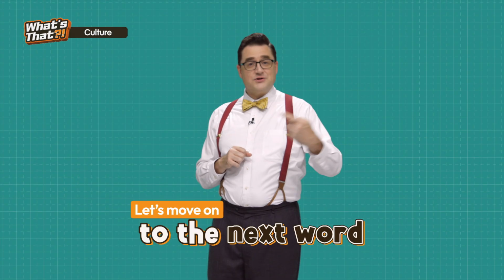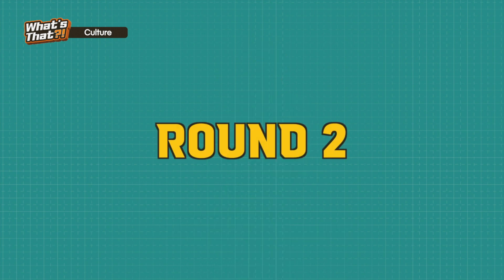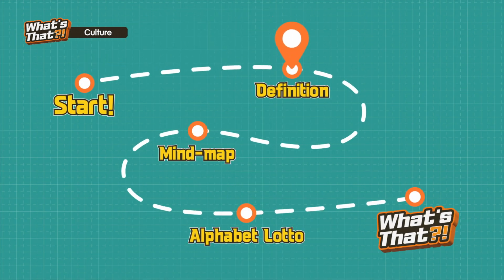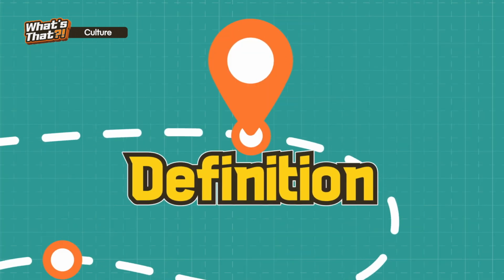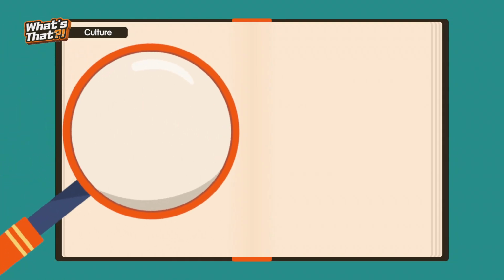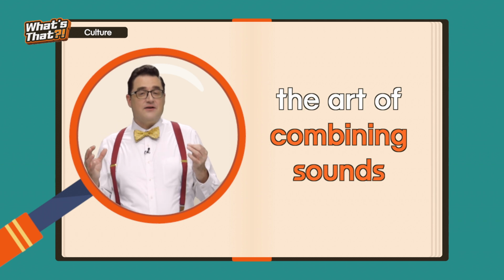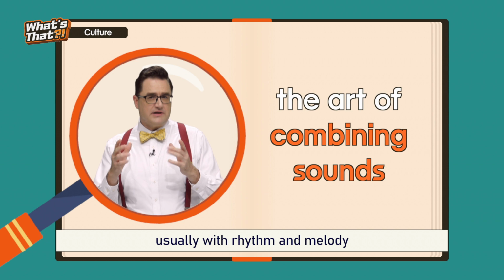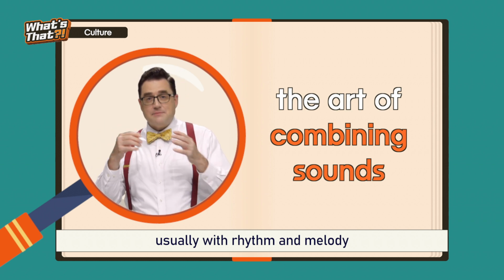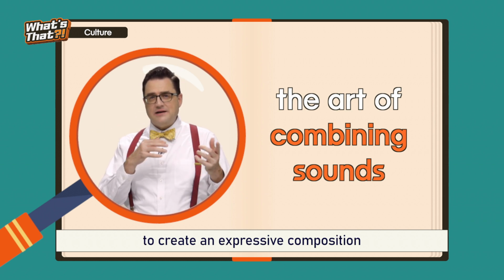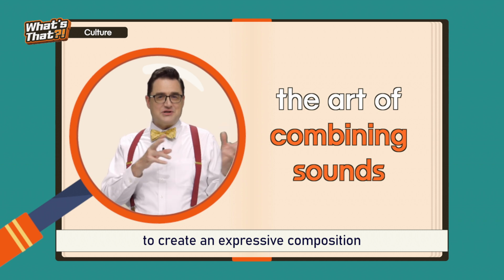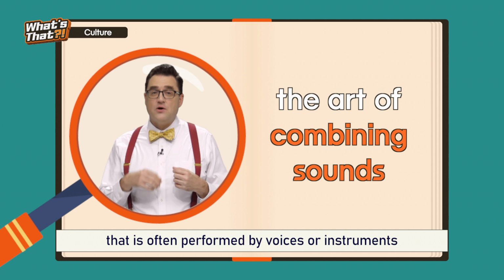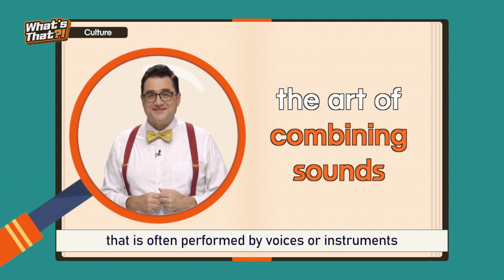Right, let's move on to the next word. Round two. Definition. The art of combining sounds, usually with rhythm and melody, to create an expressive composition that is often performed by voices or instruments.